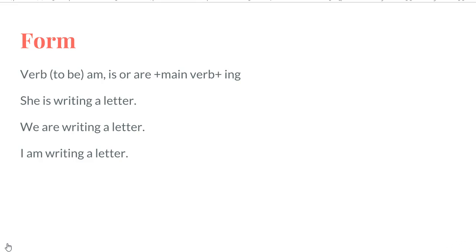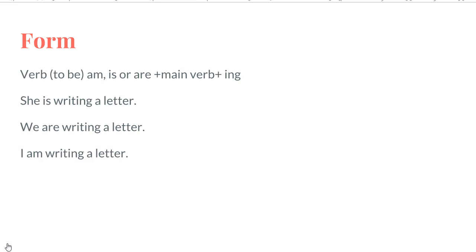So how do we form the present continuous? So we need to have the verb to be after the subject, which is either am, is, or are, plus the main verb plus ing. So again, we have the subject plus verb to be. It's either am, is, or are, plus the main verb plus ing. So let's look at some examples.